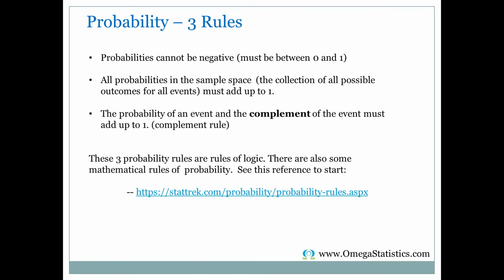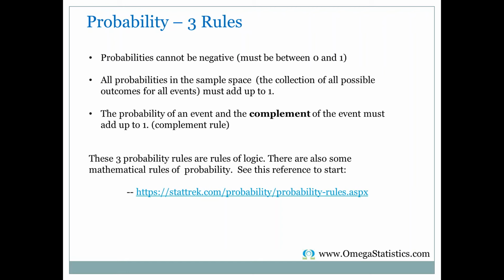Okay, so there are three rules I just want you to know today. I'm not going to go into all the additive and multiplicative and all the subtraction rules and all that, but three things to know. Probabilities cannot be negative. They have to be between 0 and 1. Okay, all probabilities that are in the same sample space, which would be the collection of all possible outcomes for all of the events, have to add up to 1. Okay, and the probability of an event and the complement of that event also must add up to 1.